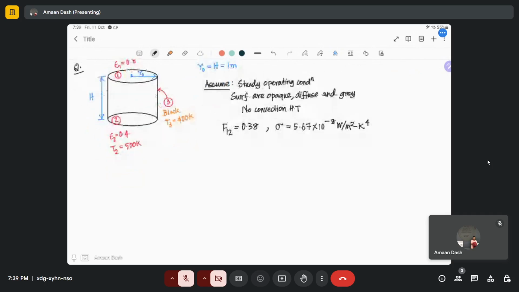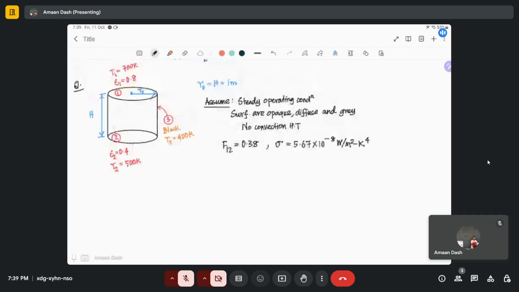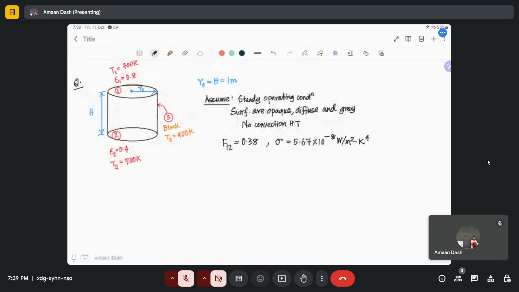And this side, the third surface, surface 3, closely approximates a black body, and it is maintained at a temperature of 400 Kelvin.